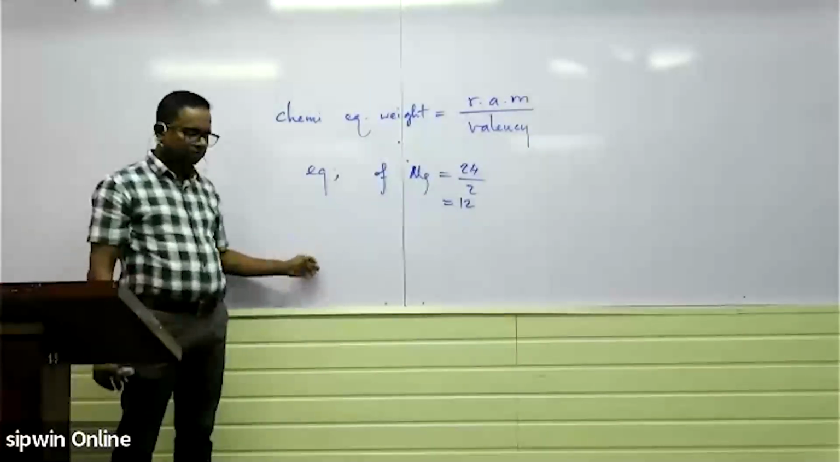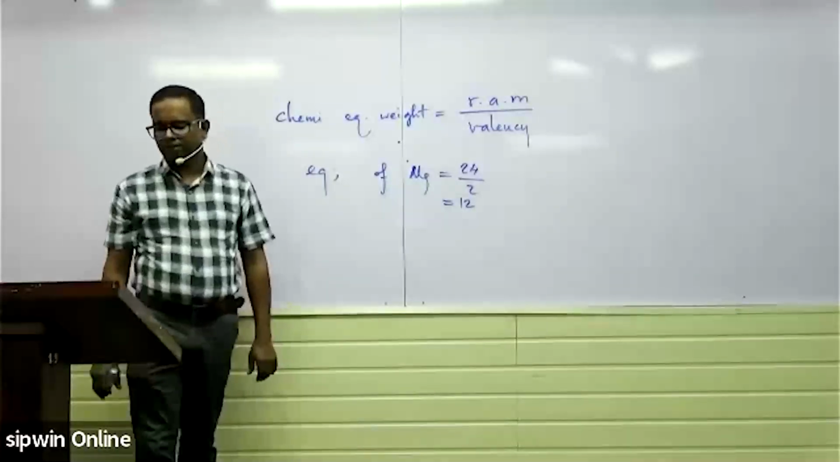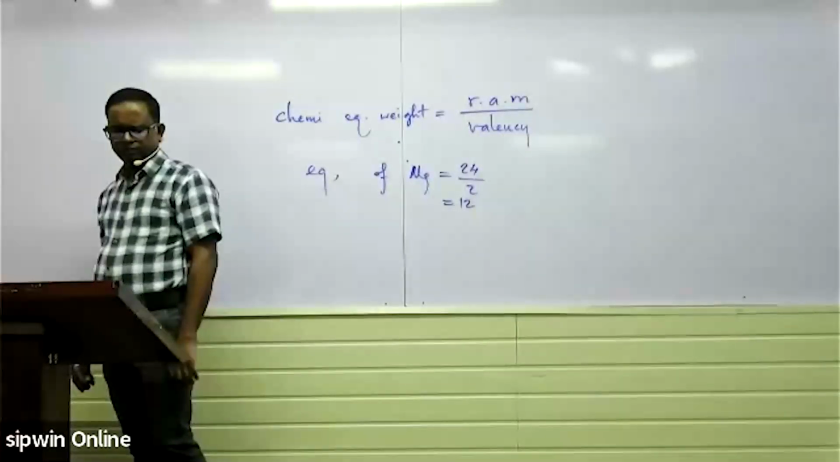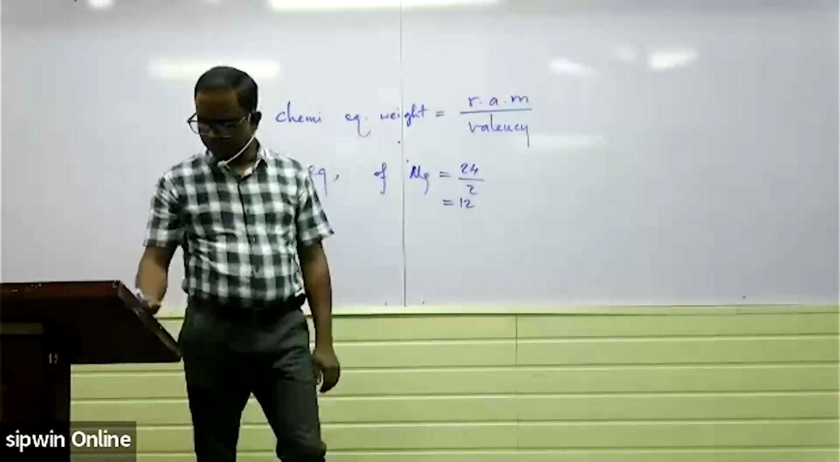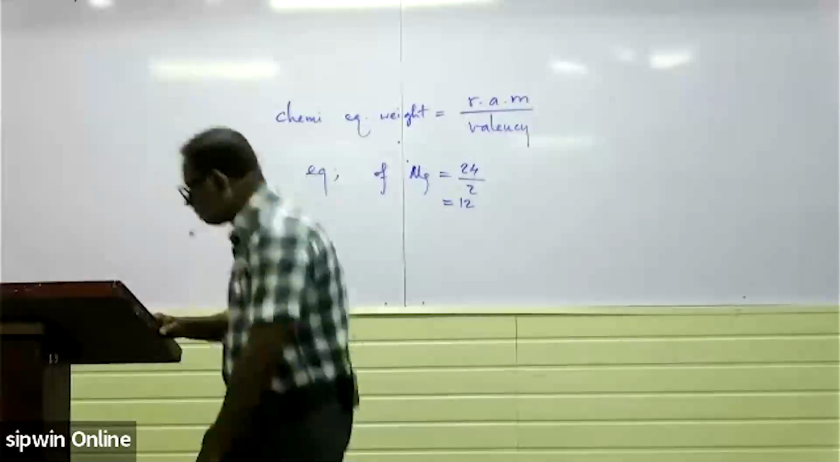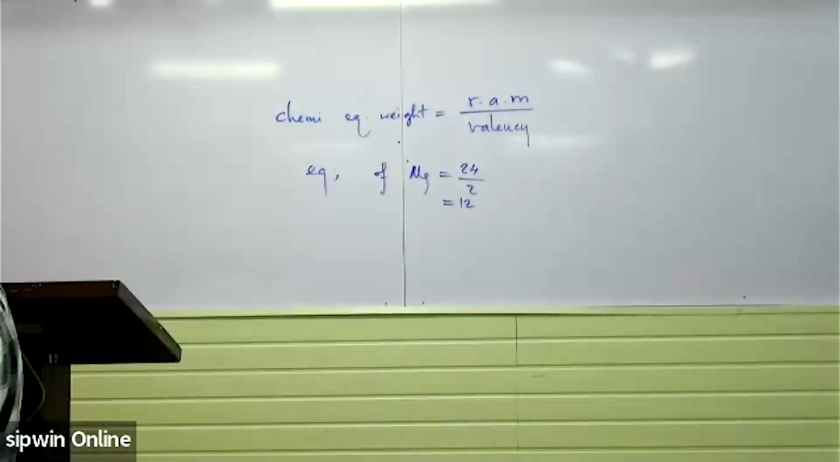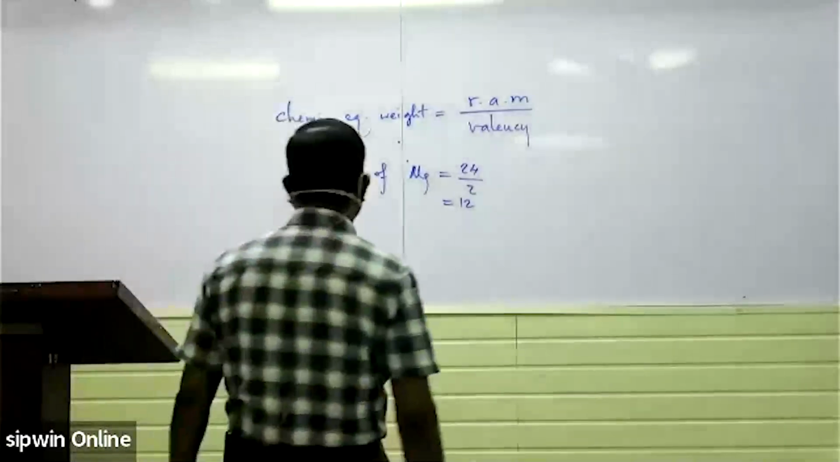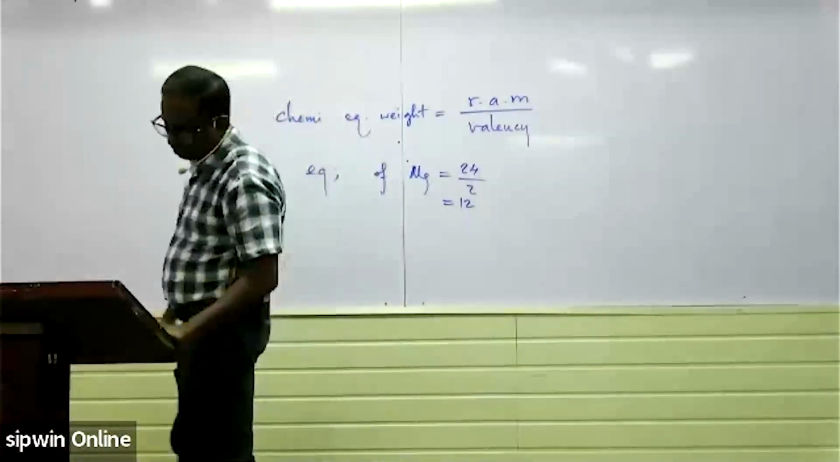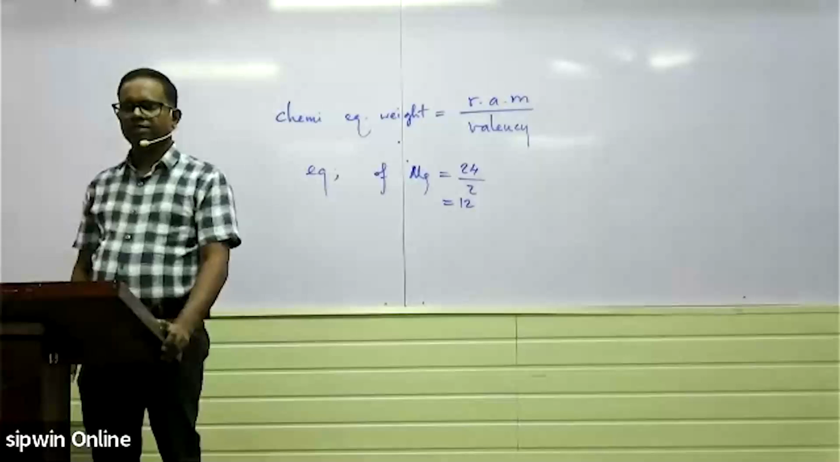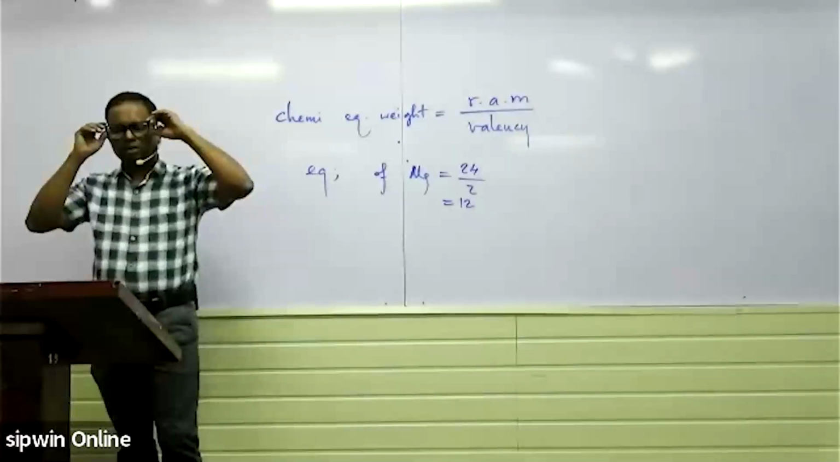Below this side: if 1 Faraday is passed through an electrolyte solution, 12 grams of magnesium will be dissolved or deposited.